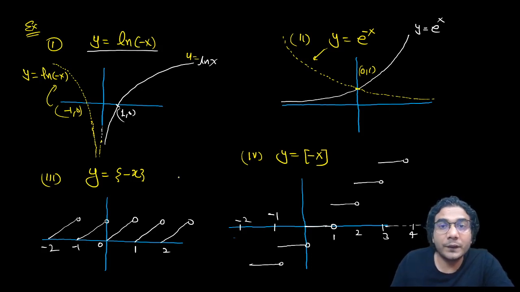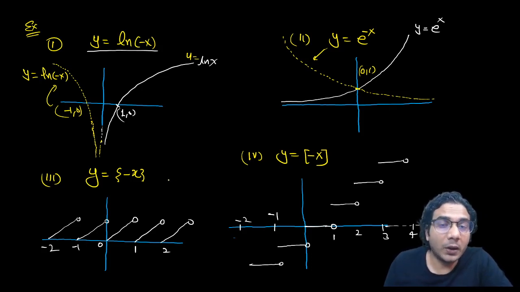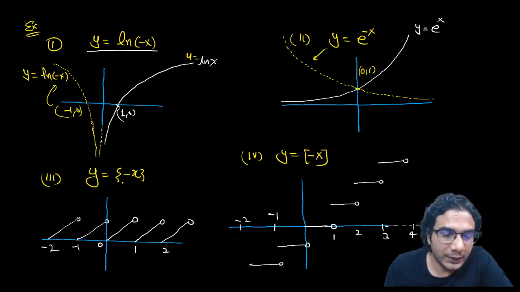The domain of e raised to x was all real numbers, so the domain of e raised to minus x is also all real numbers. Now let's plot the graph of y is equal to the fractional part of minus x. We have already plotted the graph of y is equal to the fractional part of x.